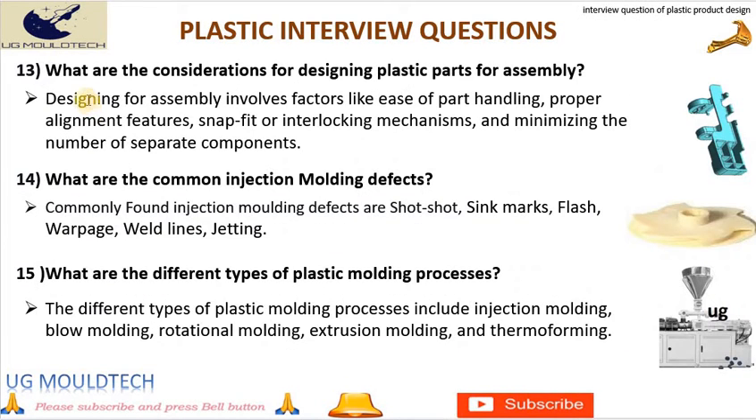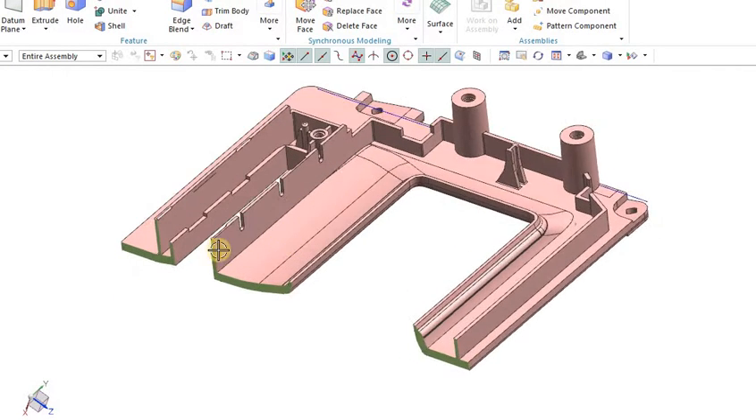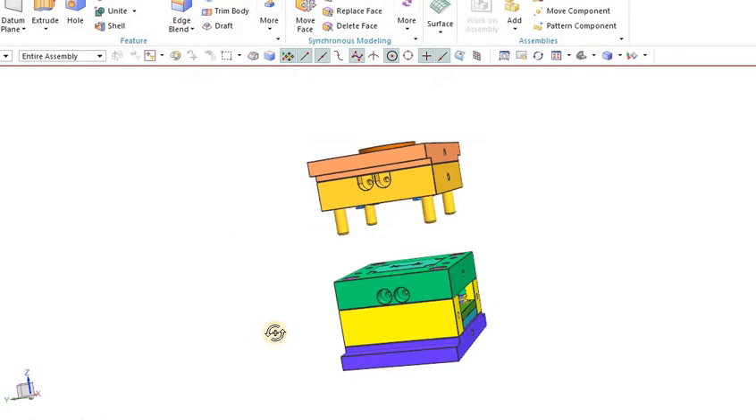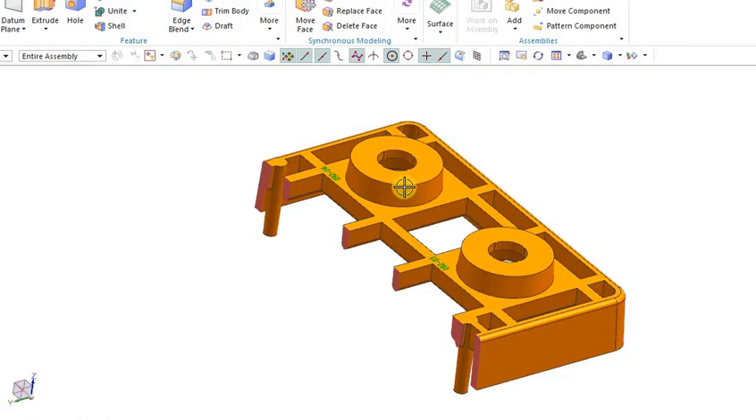Friends, next point in molding question and answer is 13. What are the considerations for designing plastic parts for assembly? Designing for assembly involves factors like ease of part handling, proper alignment features, snap fit or interlocking mechanisms, and minimizing the number of separate components.